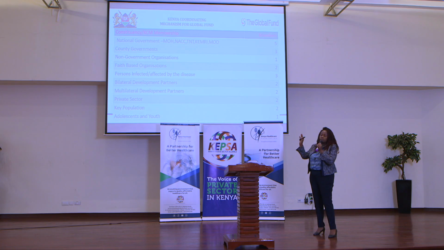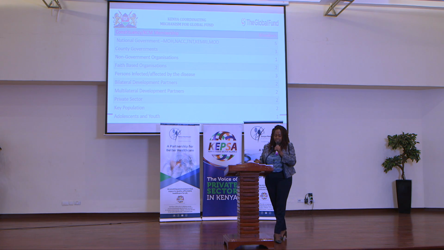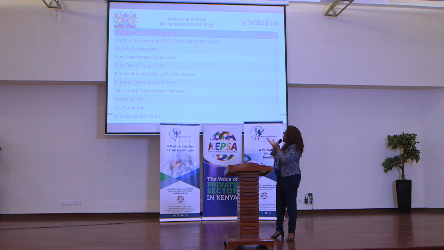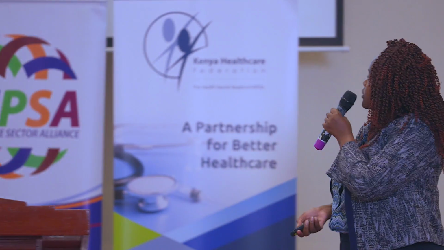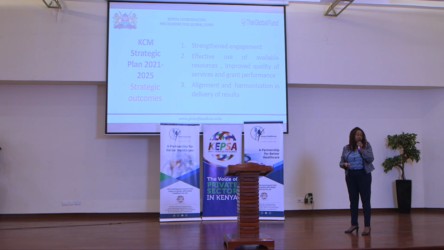Now, these are principal members, and then we also have alternates. So every constituency sends, for instance, the national government 5 members and 5 alternates. Private sector 2 members and 2 alternates. So that at any one time, there's high chance of participation in the very many engagement forums and meetings that we have. So our strategic outcomes for the next 5 years is 1, strengthened engagement.